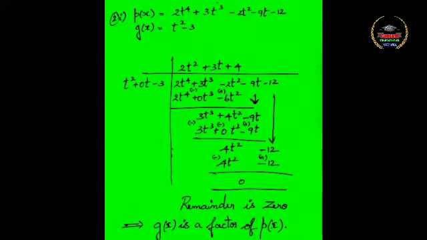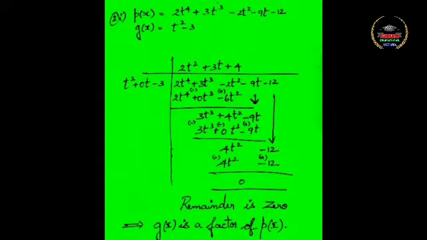Again you compare this 3t cube with the t squared. You can see that 3t into t squared will give you 3t cube. So we are going to multiply the divisor by 3t. When you multiply, you will get 3t into t squared is 3t cube, 3t into 0t is 0t squared, 3t into minus 3 is minus 9t. When you subtract, 3t cube minus 3t cube will become 0, 4t squared minus 0t squared is the same 4t squared, minus 9t plus 9t will become 0, it will get cancelled.